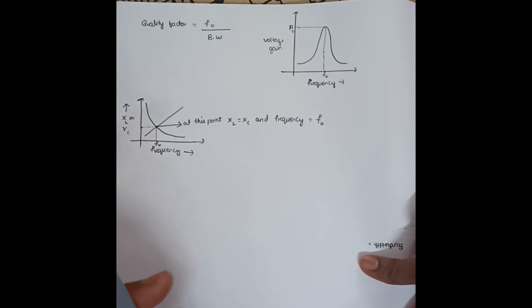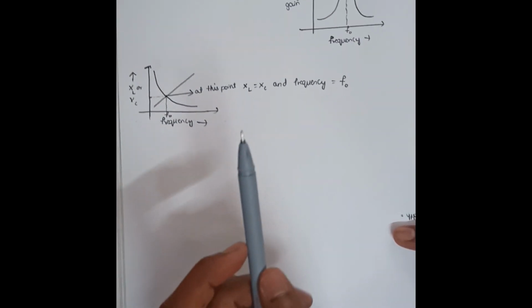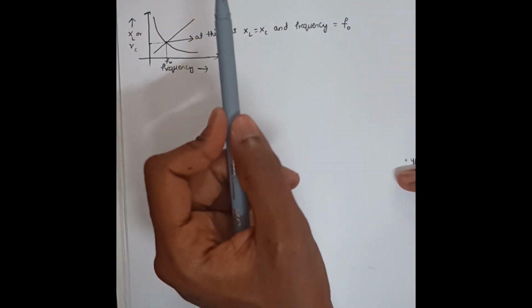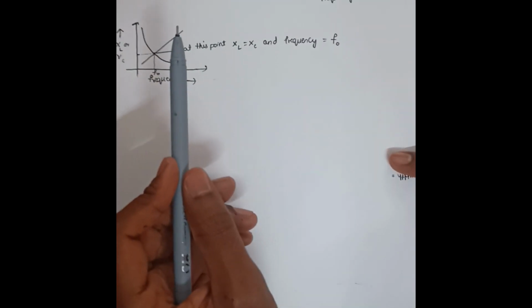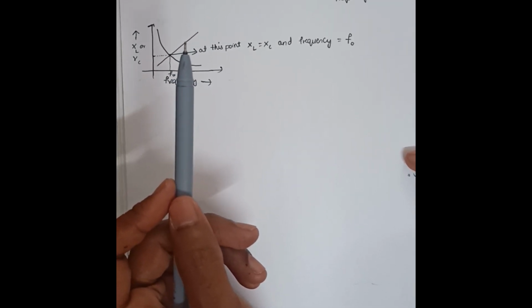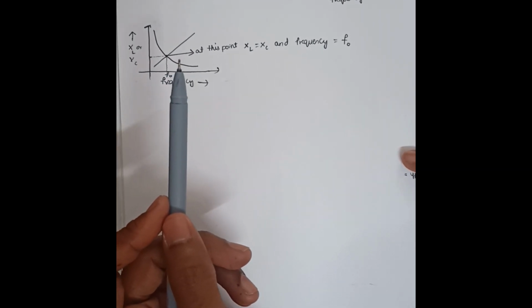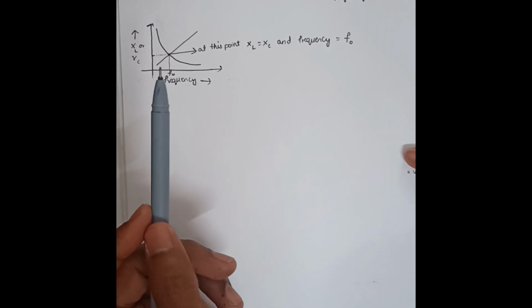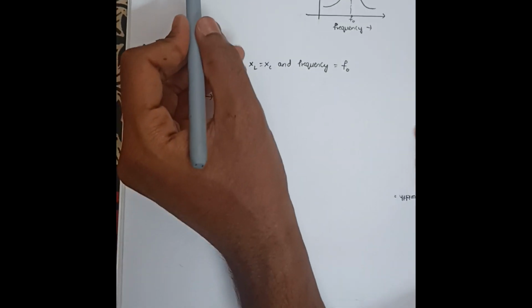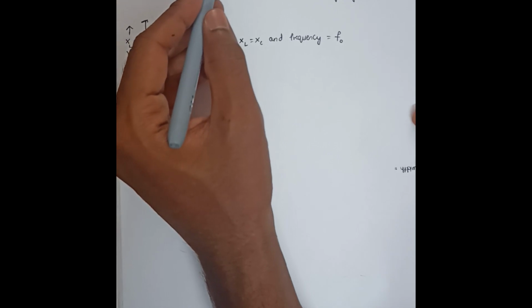Now we have another important factor to be determined, that is the quality factor. Quality factor is the ratio between F0, that is the resonant frequency, and the bandwidth. What is quality factor? It tells how well the circuit is performing. If the quality factor is good, then we can say that the circuit can store more energy. In this way, we can calculate the value of quality factor. We know the bandwidth from the previous part, and F0 is the resonant frequency.